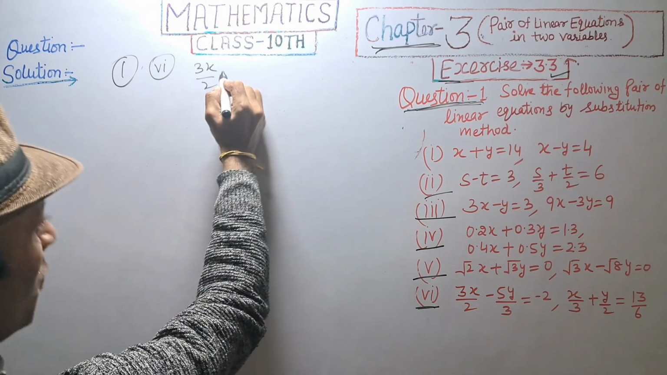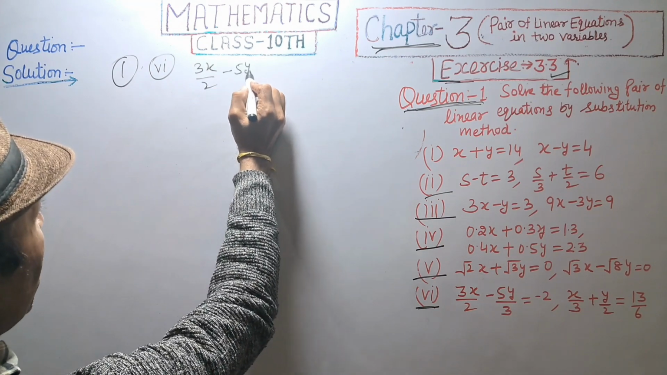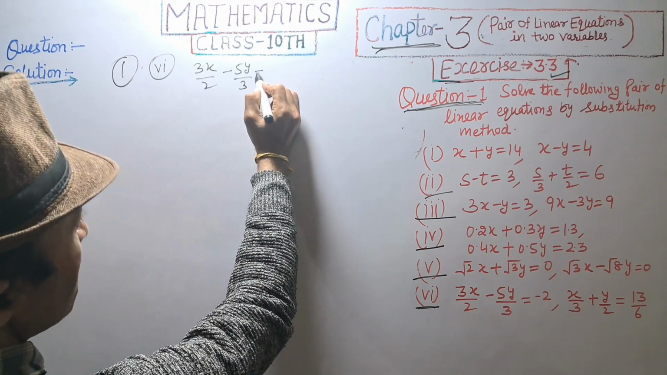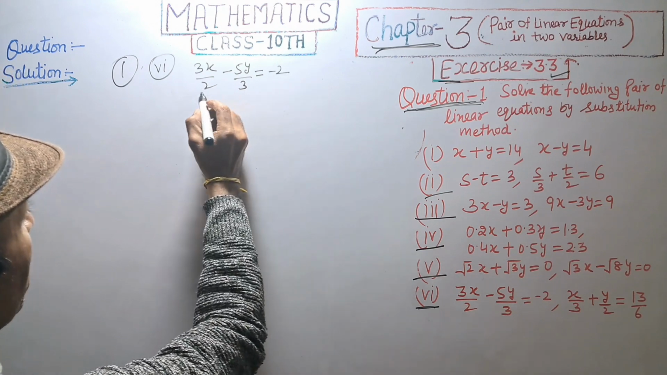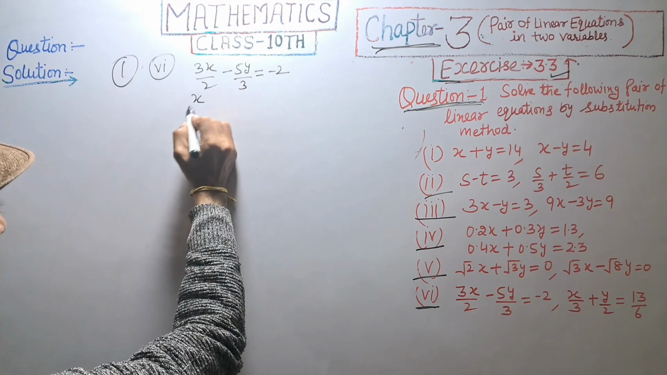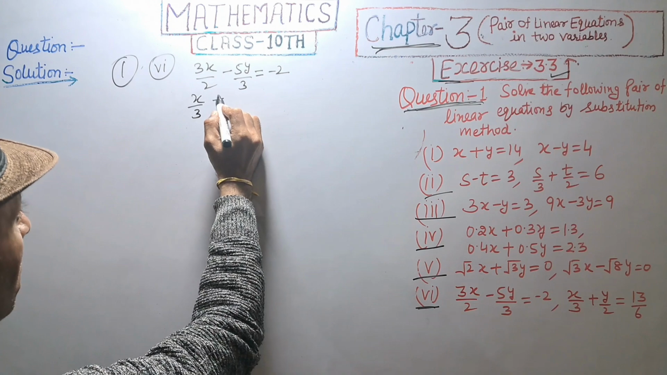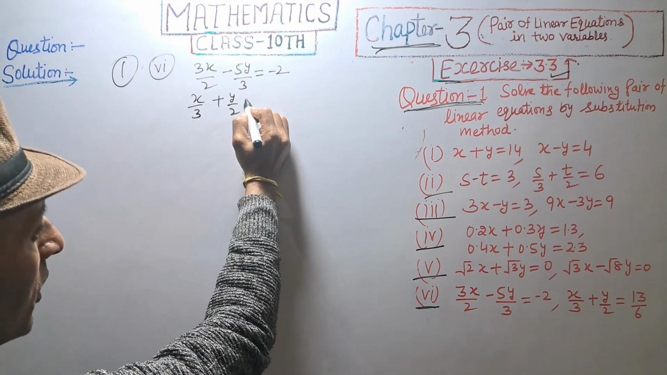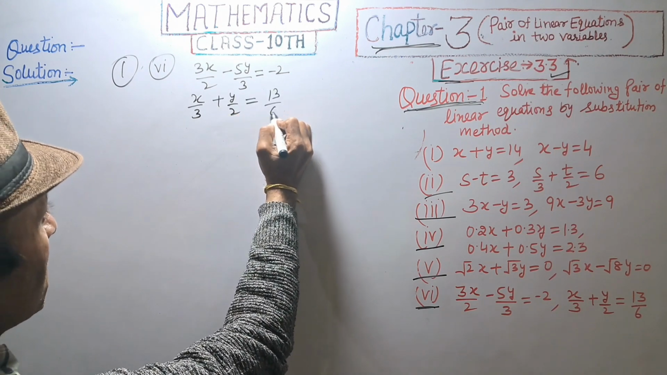3x divided by 2 minus 5y divided by 3 is equal to minus 2, and x upon 3 plus y upon 2 is equal to 13 upon 6.